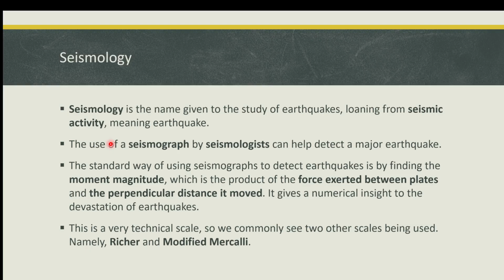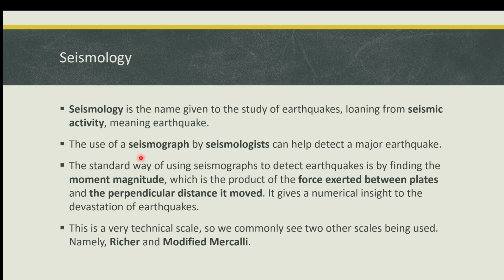Now, the people who do seismology, the people who study seismology, are known as seismologists. And the thing used to measure or detect possible earthquakes is known as a seismograph. Zoology, branch of study, ologist is the person who does that study, and graph just means measure. So seismograph, measure of earthquakes.